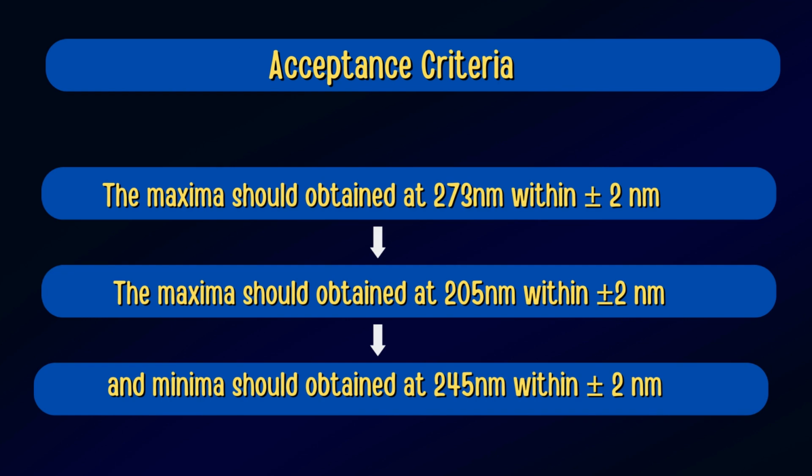The acceptance criteria is the wavelength maxima found should be between 273 plus minus 2 nanometer and 205 plus minus 2 nanometer and wavelength minima found should be between 245 plus minus 2 nanometer.